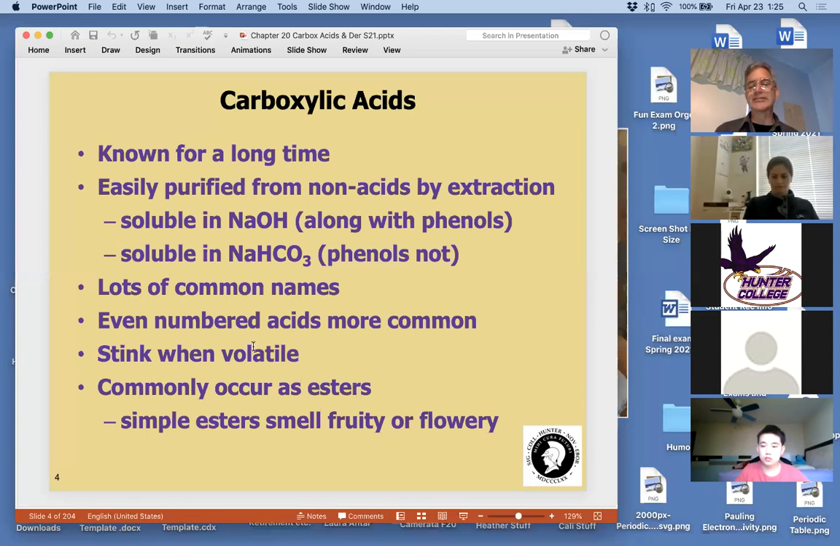When they're volatile, they tend to stink. Now vinegar, whether it stinks or not depends on how much you get, but some of them are a lot worse than vinegar in the way they smell. And they most commonly occur in nature as esters, as the essence of fruity or flowery smells. They're commonly used in the perfume industry that way, but you don't want esters in your perfume. They tend to hydrolyze on your skin, and then they smell like carboxylic acid. So cheap perfume has esters, expensive perfume doesn't.